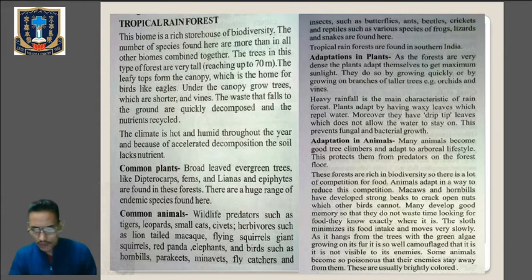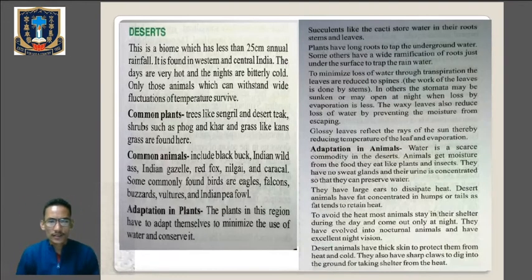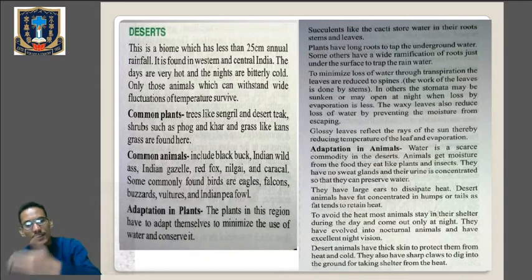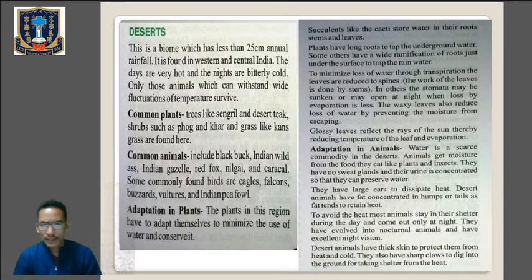Clear? Now let's go to the second biome, that is deserts, which has less than 25 centimeter annual rainfall and is mainly found in western and central India. Days are very hot and the nights are bitterly cold. These are the characteristic features of the desertic biome. Only those animals which can withstand wide fluctuations of temperature can survive in the desertic biome.